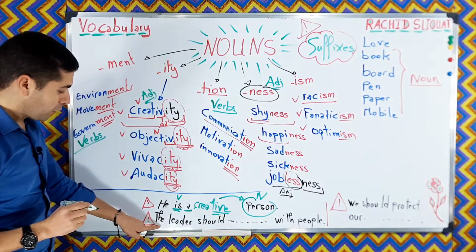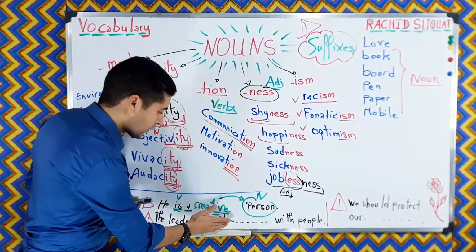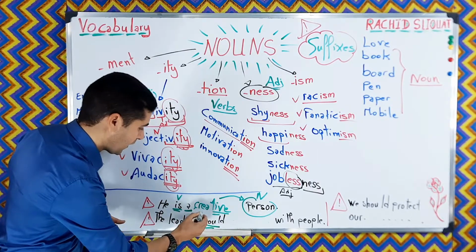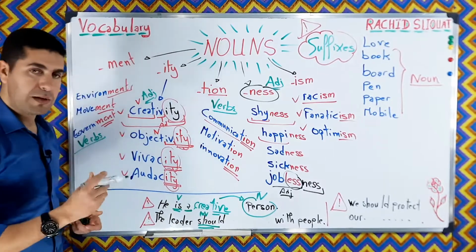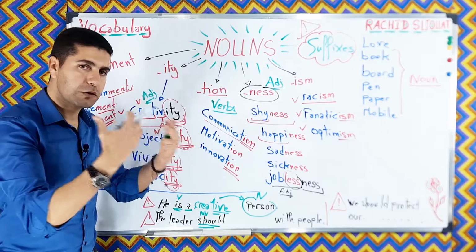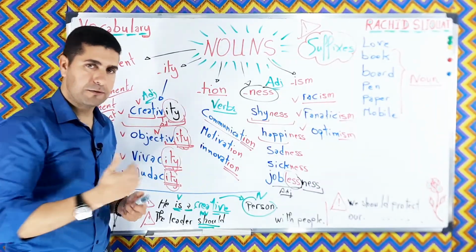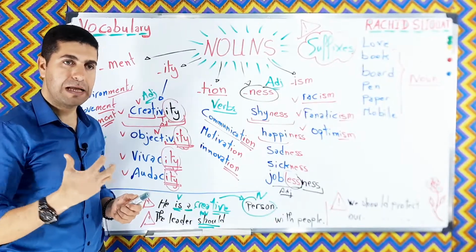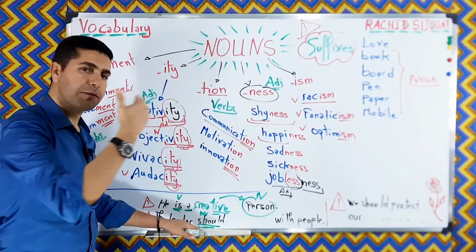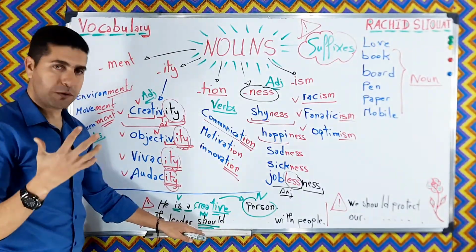Now let's go to number 2. The leader should with people. Here, as you can see, we have a modal verb, okay? And after a modal verb, we always use a verb. For example, you can say, I can speak English. I can is a modal verb, speak is the verb. After a modal verb is always another verb, because this one is an auxiliary verb, okay?